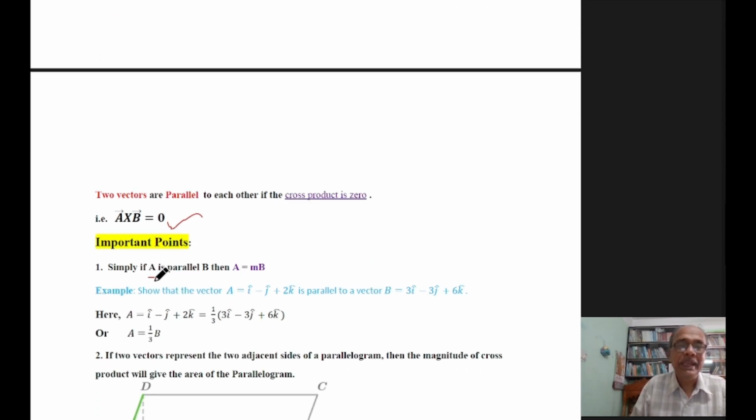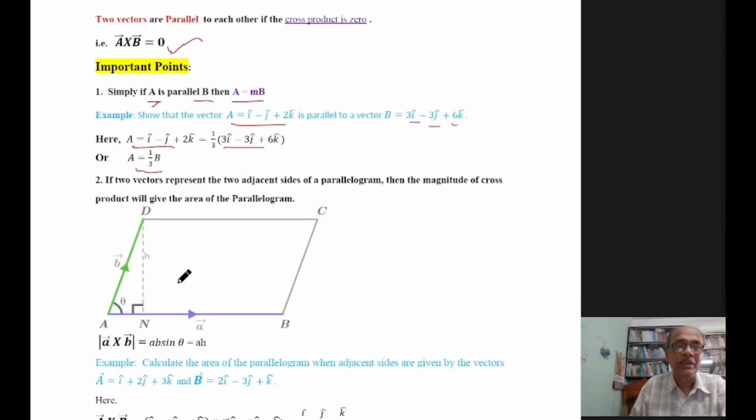If A and B are parallel vectors, then obviously A equals M times B. If we explain this with an example, suppose A is the vector i minus j plus 2k. It is parallel to 3i minus 3j plus 6k. Then you see, obviously here we divide by 3, multiplying each term by 3, then you see this is B, so A equals 1/3 B.